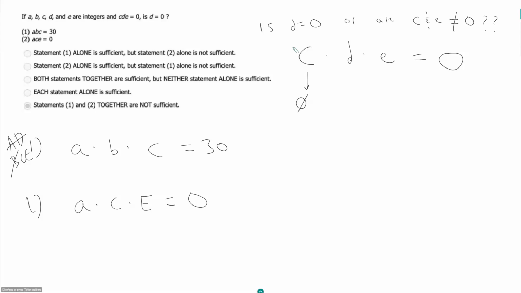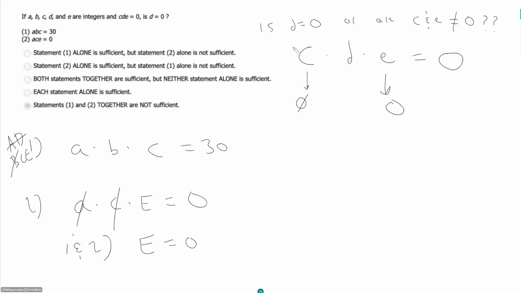So statement 1 tells us A, B, and C all cannot be equal to 0. So A cannot be equal to 0 here. C cannot be equal to 0 here. So together, this is telling me E must be equal to 0. So together, I know what? So C cannot be equal to 0. E must be equal to 0.